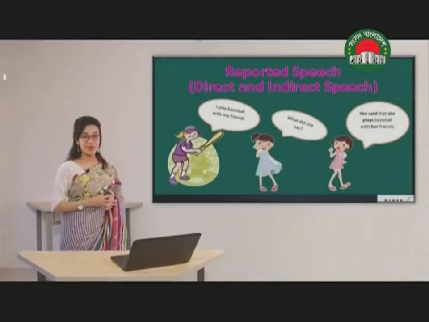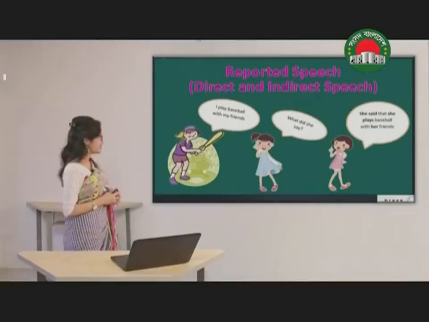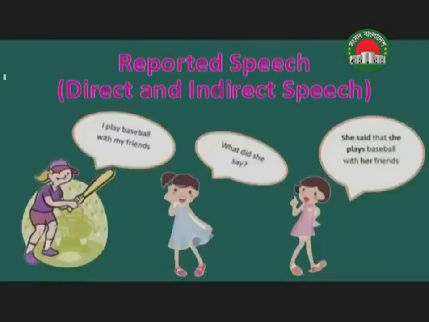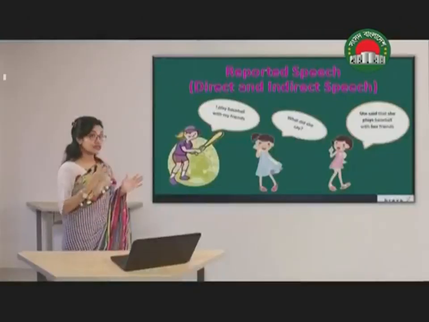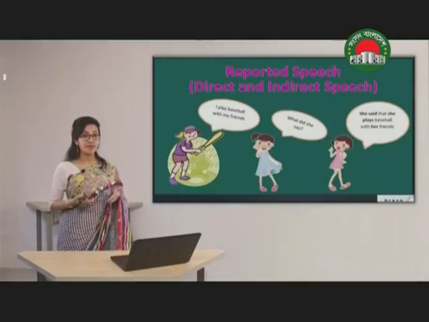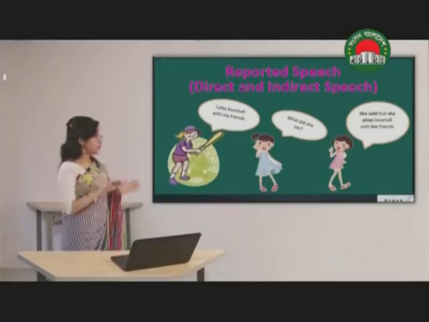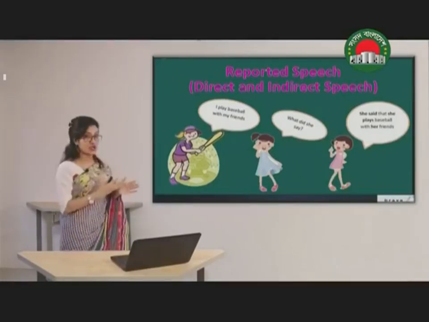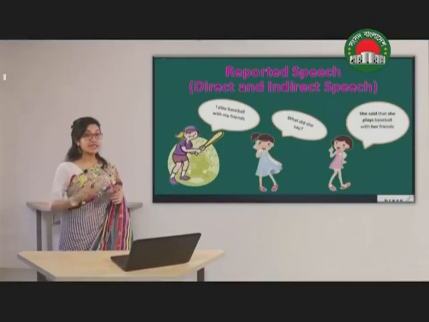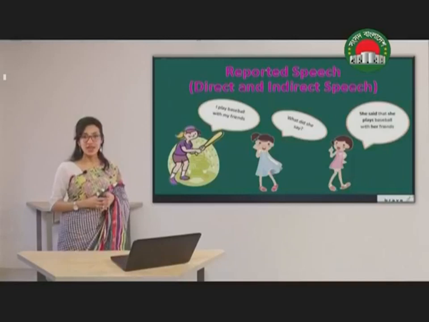What can you see in this picture? In the first picture we can see there is a girl, she's playing, and she said, "I play baseball with my friends." Now the second girl says, what did she say? Now the third girl is answering, she said that she plays baseball with her friends. Now we can see that the first person's speech is being transferred to others. This is known as speech change.